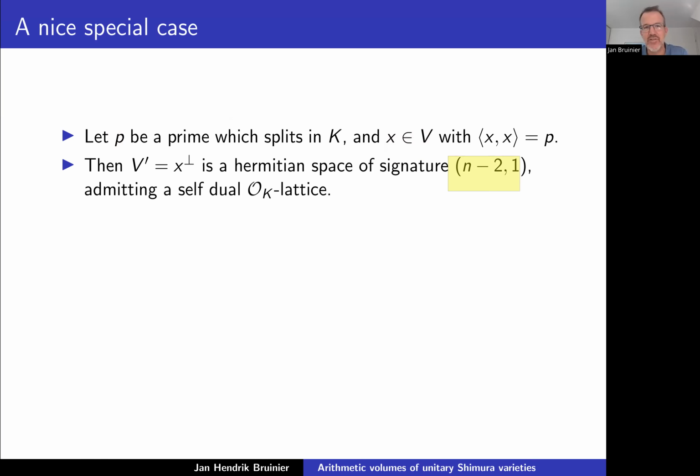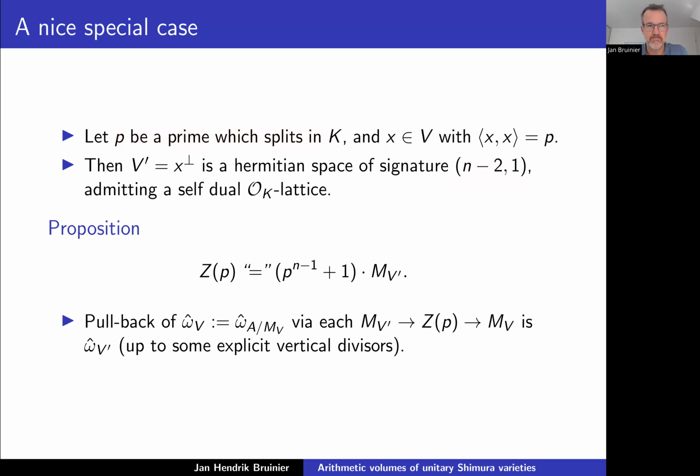And then this is a Hermitian space of signature n minus 2, 1, dimension 1 less. And it turns out that this space admits also a self-dual OK lattice. And this is due to the fact that p is split in the imaginary quadratic field. So you can compare the local invariants, and then the local invariants dictate whether you can find such a self-dual OK lattice. And in this way you can. And then you can look at the unitary Shimura variety associated to this space V prime.